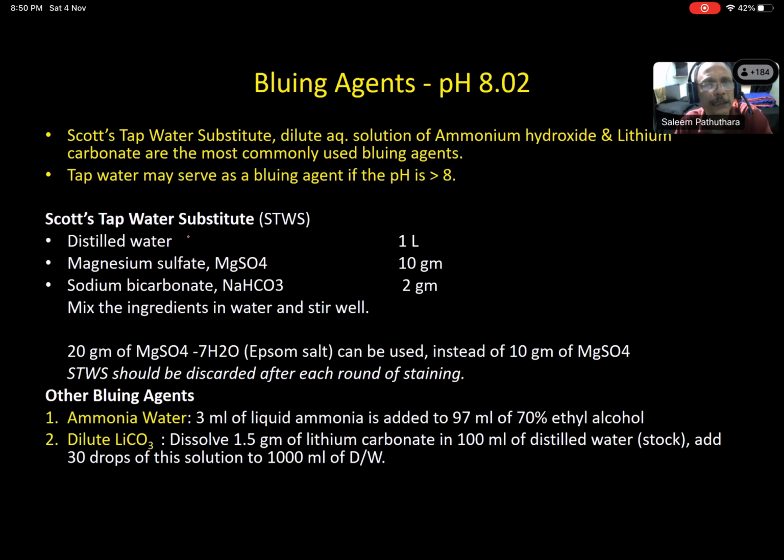Now, these are the bluing agents. We are using Scott's water substitute, or we can use other bluing agents, such as ammonia water or a dilute solution of lithium carbonate. These are easily preparable solutions, and the pH has to be checked. After preparing the solution, we have to check whether the pH is more than 8. If it is not more than 8, you have to adjust the pH. Only then will the bluing work. After reusing it 2-3 times, the pH will go down. Then you have to replenish or change the solution. Again, you have to check the solution pH each time, so that you will get a proper result.